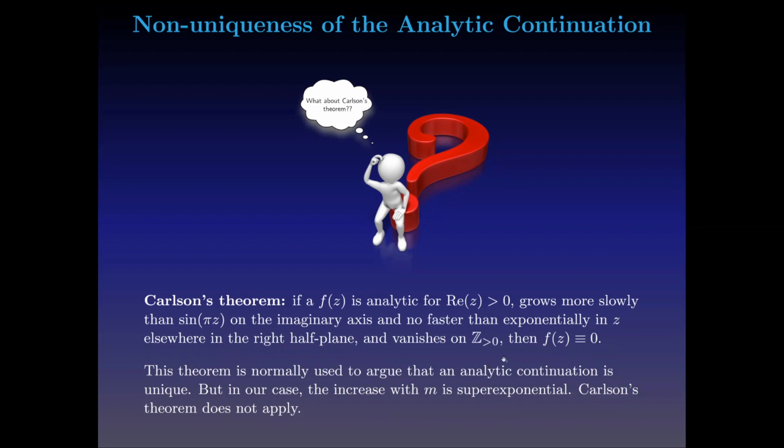There's also another version of this, I think, which allows for super exponential growth. So the assumption that our system violates is the increase with m being sub-exponential. Now, that version, I believe, actually allows for super exponential growth, but not too fast. And ours apparently also violates that as well. So it violates any theorem that would guarantee uniqueness of analytic continuation. And indeed, this is consistent with what we see, with analytic continuation actually not being unique.